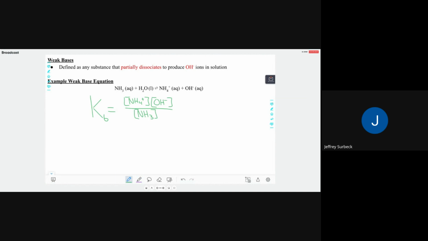Now, before I go to the next section here, if we can only get the concentration of OH minus, at the end of the day, do we find pH or pOH based on that number? pOH, all right? So just some little minor things to keep in mind as we go through this. Questions? Does anybody need it?